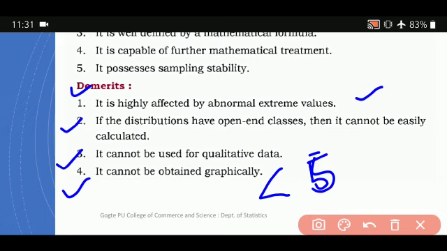Then it cannot be obtained graphically. You cannot get the value of mean by graphs. You can get the value of median from ogives and you can get the value of mode from histogram. So through graph mode can be obtained, through graph median can be obtained, but arithmetic mean cannot be obtained graphically. Qualitative data means attributes, which you cannot measure, you only have to feel them: intelligence, beauty, peace, goodness, badness. The ones which you cannot measure are known as qualitative data.